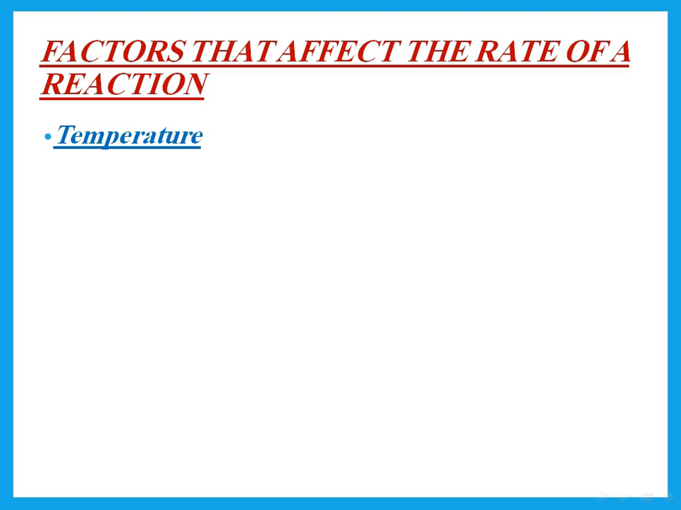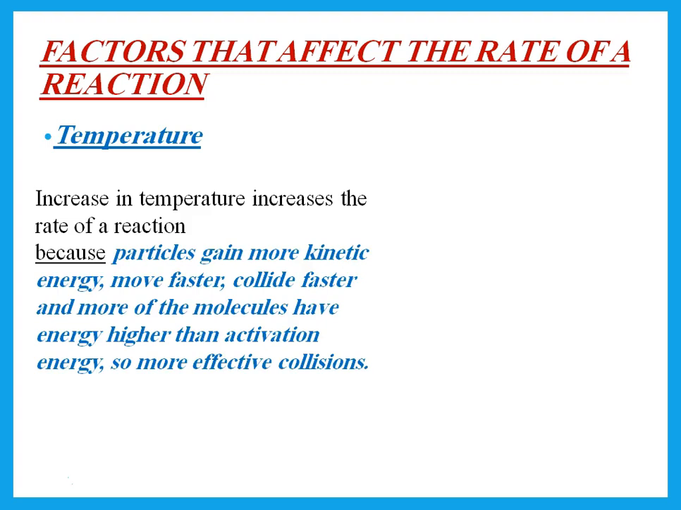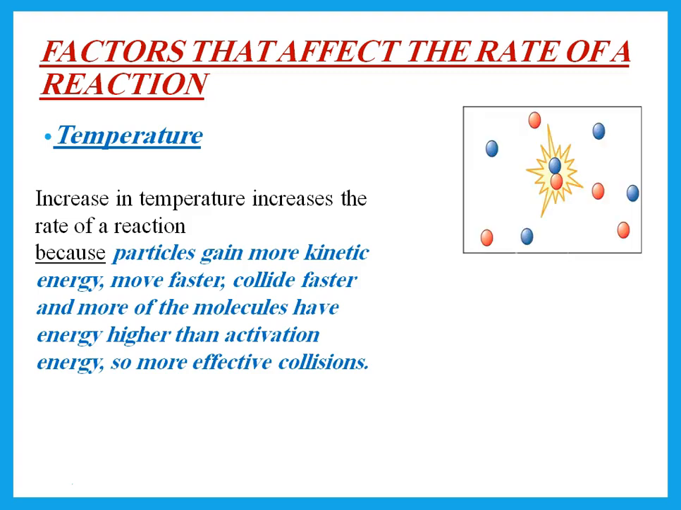Then we talked about rates of reactions, and you should be able to explain the rates of reactions and draw graphs for rates of reactions. So remember, when we increase the temperature, the rate increases. Why is that? Particles gain more kinetic energy, move faster, collide faster, more of the molecules have energy higher than activation energy, so there will be more effective collisions. So you increase the temperature, they have more energy, they collide faster.